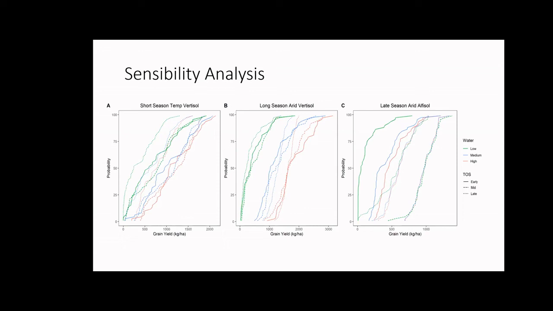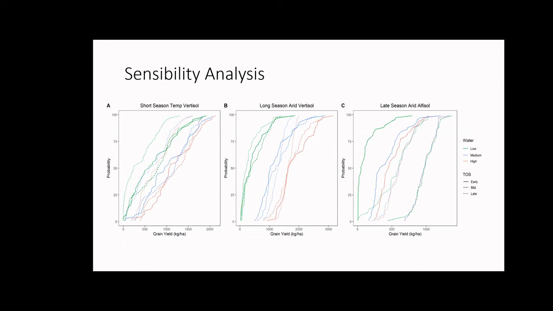And what we expected, because Gatton has a short ideal season and temperate climate and a vertisol, was that water would play a factor, but time of sowing would be a larger factor, driving the probability of higher yield. And we saw that, especially if you planted late, you don't get quite the same chances of a higher yield.